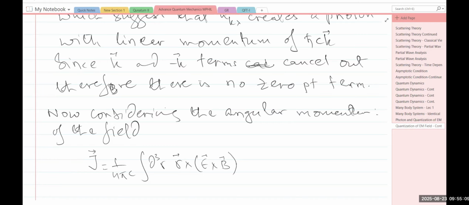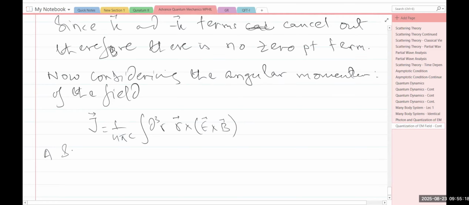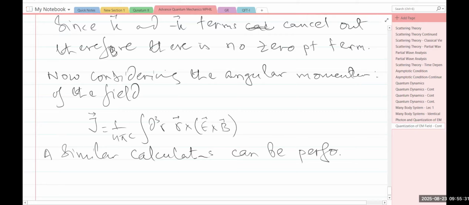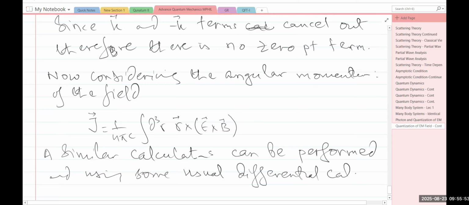and using the identities from differential calculus, the result which we obtain would be similar. Similar calculations can be performed, and using some usual differential calculus identities, one can obtain the following result.